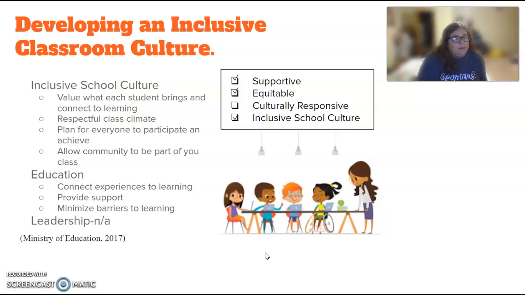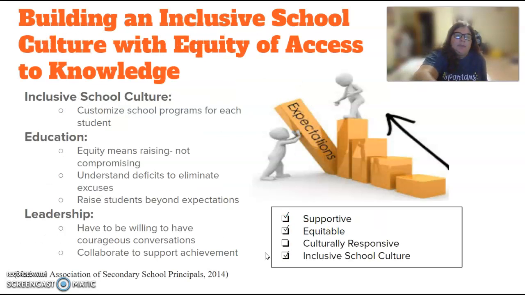And I didn't tie this into anything leadership-wise. And this one I felt was something that I definitely need to work on in my classroom, and I need to see how I can improve on that. I thought this article was supportive, equitable, and inclusive school culture, but I did not see where it's culturally responsive.